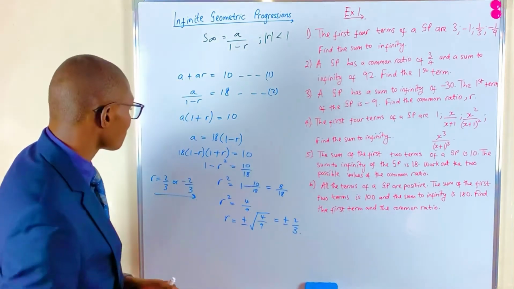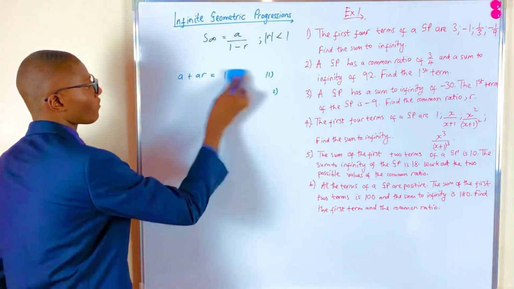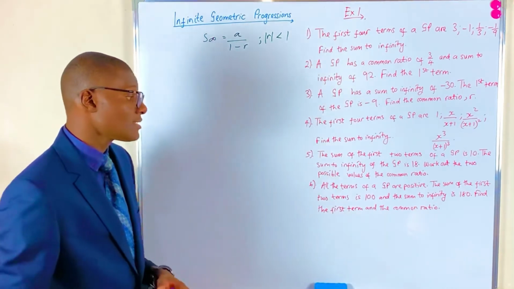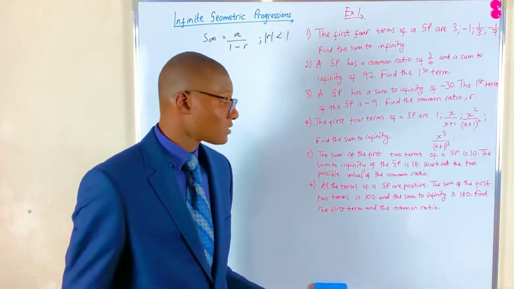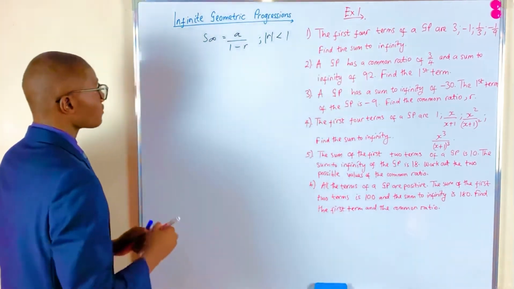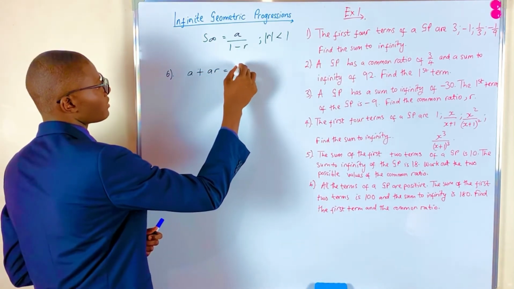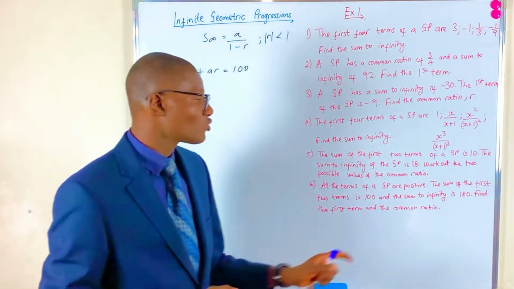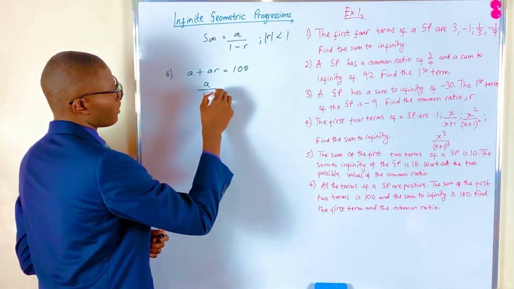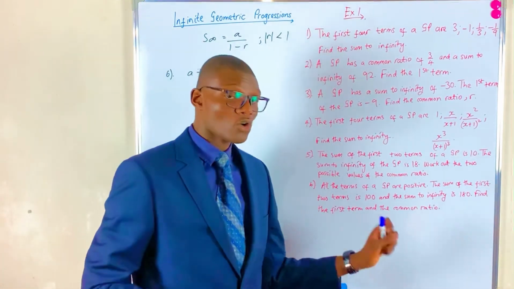And then now moving on to number 6. So I shall erase this part here. Right, moving on to number 6. Number 6 says, all the terms of a GP are positive. The sum of the first two terms is 100. So for number 6, we're saying a plus ar is equal to 100. And the sum to infinity is 180. So a over 1 minus r is equal to 180. Question says find the first term and the common ratio.